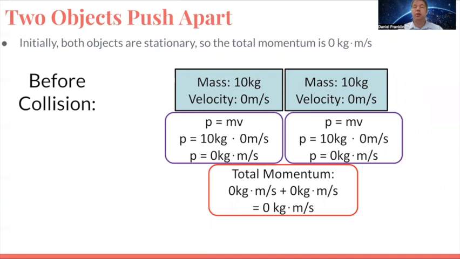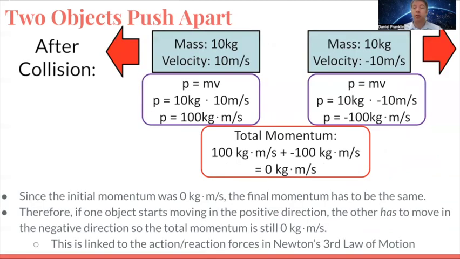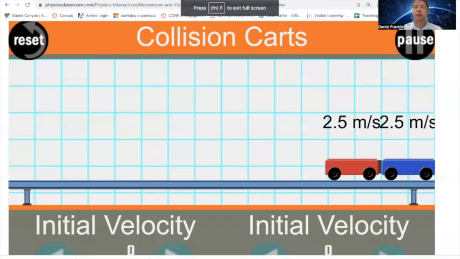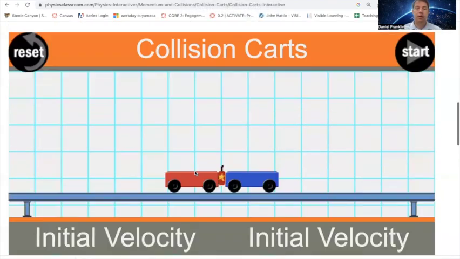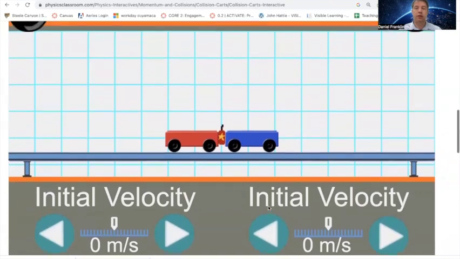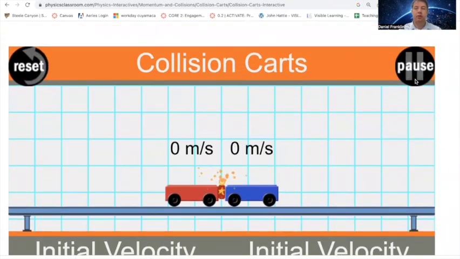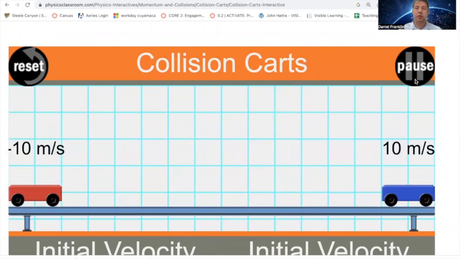Okay. So if two objects are stationary before something happens, we would call this an explosion, okay? So the total momentum before is 0. When we say collision, basically an event is going to happen that creates impulse. And now they're going to explode apart, and we're going to get this. If we had our simulation, we can set an explosion. Okay, so they're stationary beforehand, 0 and 0, and we hit start, and boom. So we had negative 10 going that way, positive 10 that way.